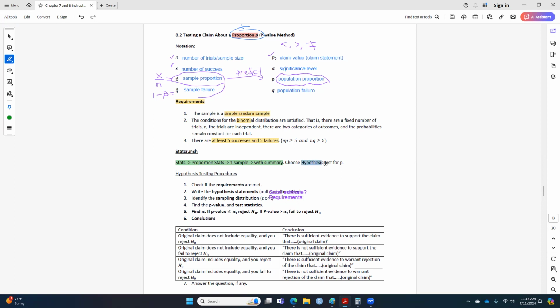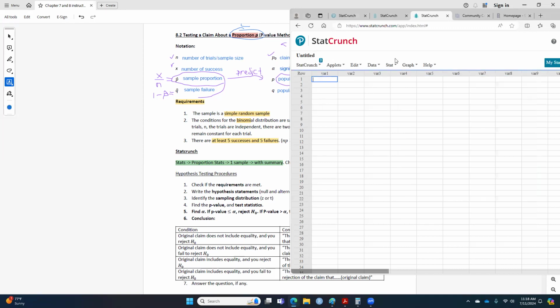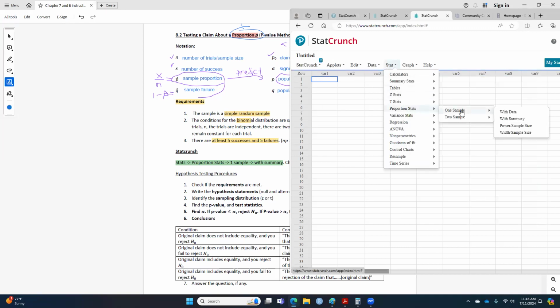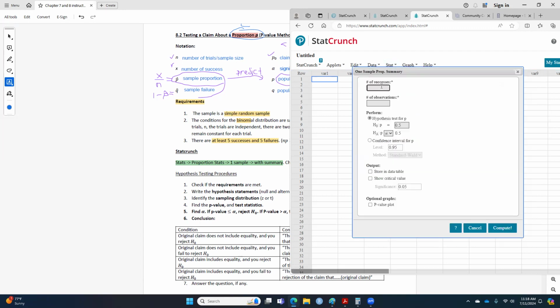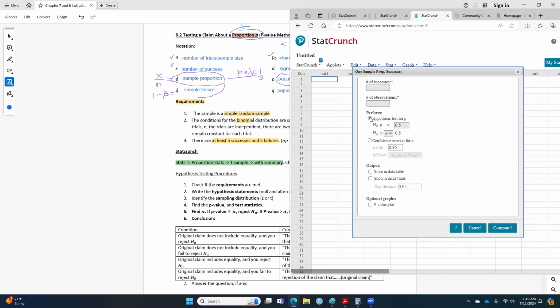Okay. Just the StatCrunch. So the StatCrunch is the same as doing a confidence interval, but you just need to perform the hypothesis testing in this case. So that will be the StatCrunch for this case. You will go to Stat, Proportion Stat, One Sample with Summary. And remember last time we did this in 7.1, you put your X and N, but then we picked the confidence interval. This time you don't pick the confidence interval, you pick the hypothesis testing. So you pick the first one.